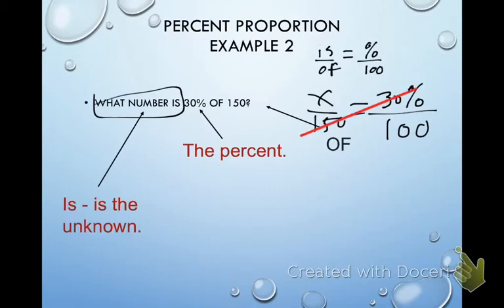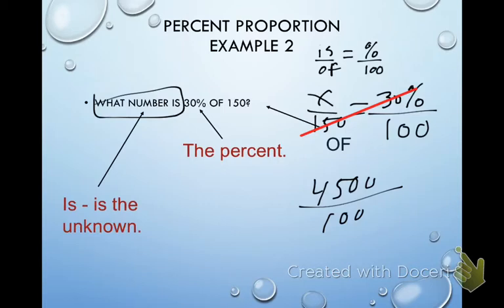150 times 30, that's 4,500. I can do that one in my head for you guys, 4,500. And we're going to divide that by 100, which I'm going to do this way. Because remember, there's a little trick to this. The zeros at the end, you can do it the long division way if you need to, but I'm going to show you this trick.